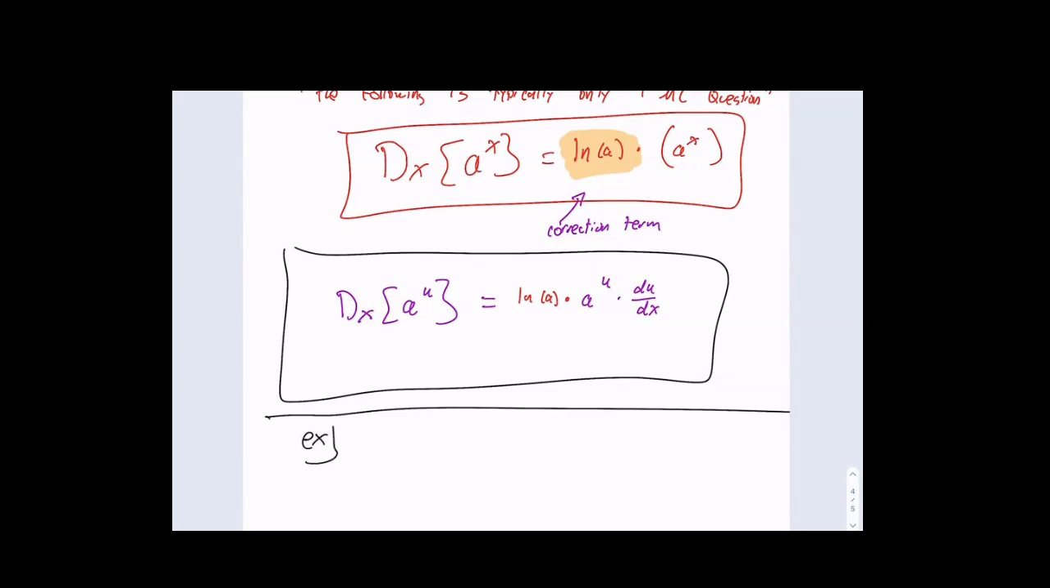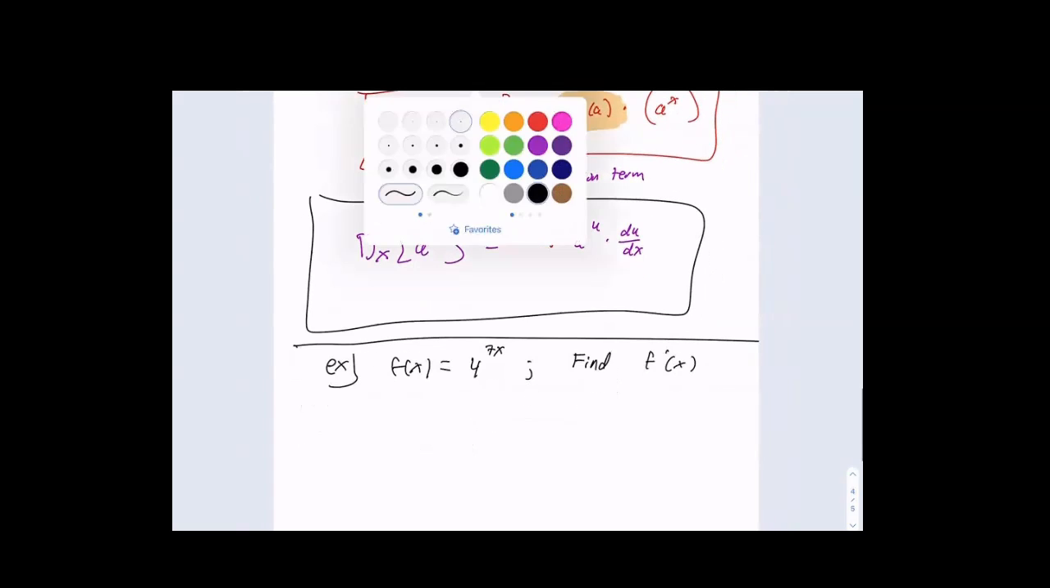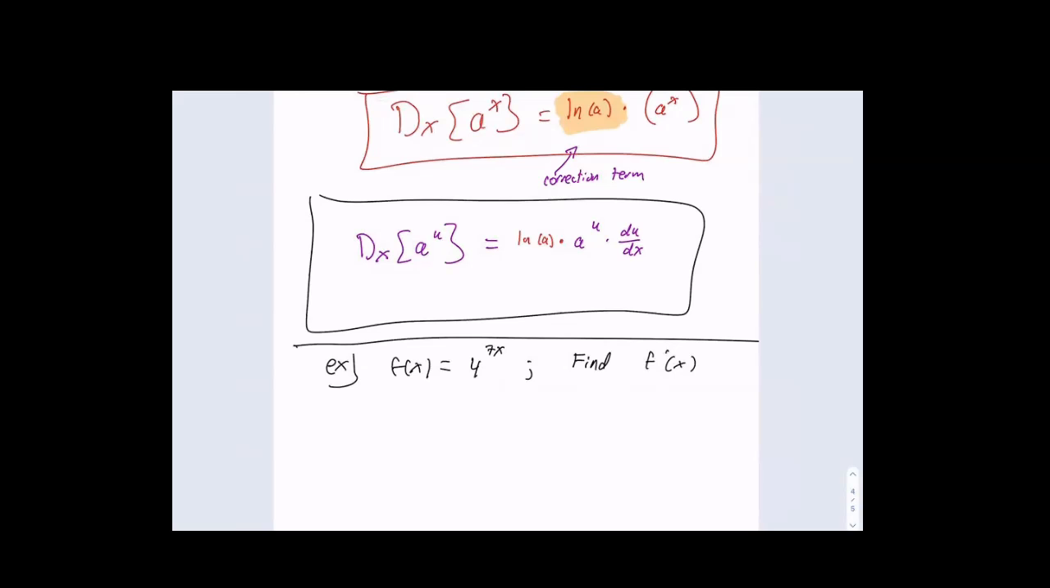Here's our last example. f of x equals 4 to the 7x. Find f prime of x. Okay, so copy paste, right? I know one of the things that's in my derivative. But there's going to be 3 parts of my derivative. So what is f prime of x in this last example? You can put the natural log part in the front or the back. It really doesn't matter. You just got to make sure that it has that extra natural log. So what do I get?